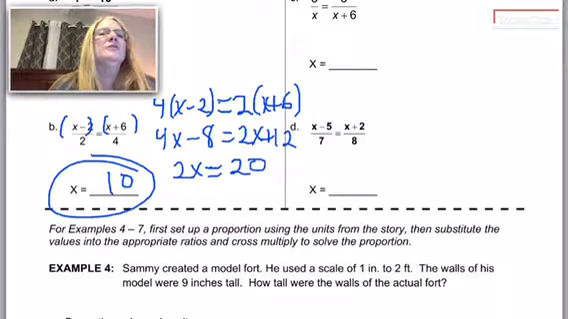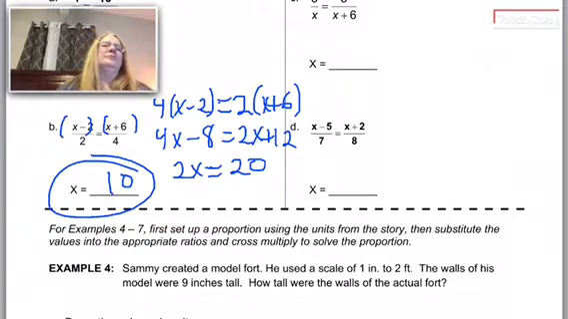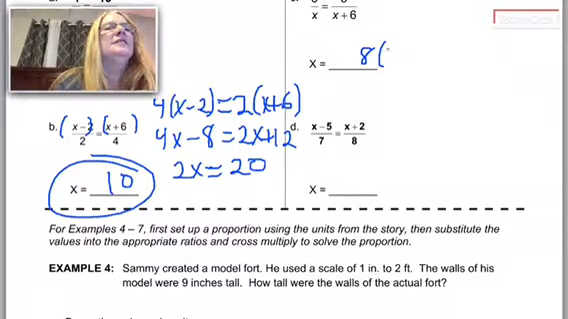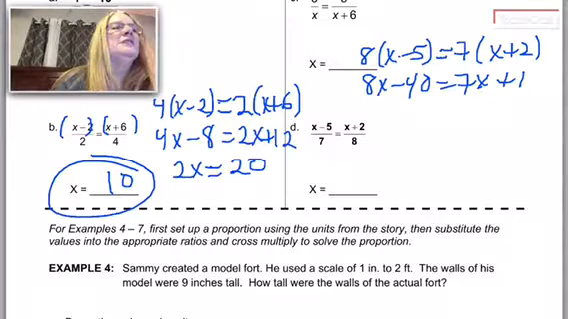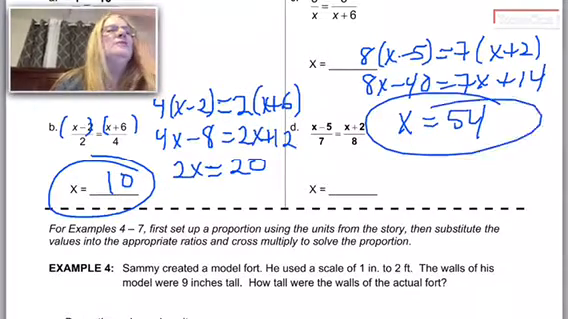Please pause and do part D. And you would have 8 times x minus 5 is equal to 7 times x plus 2. Get 8x minus 40 equals 7x plus 14. X is equal to 54.